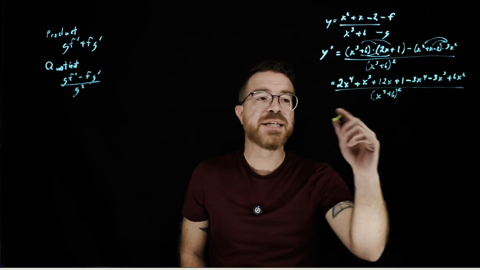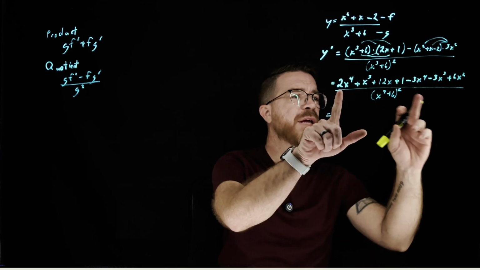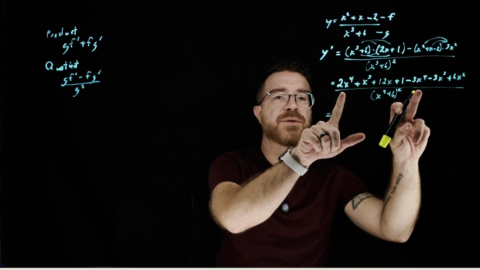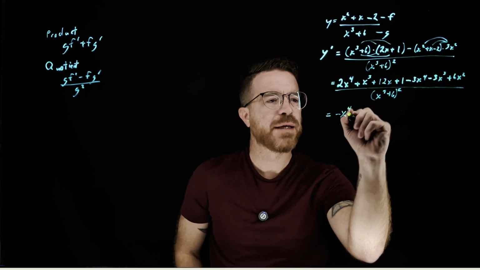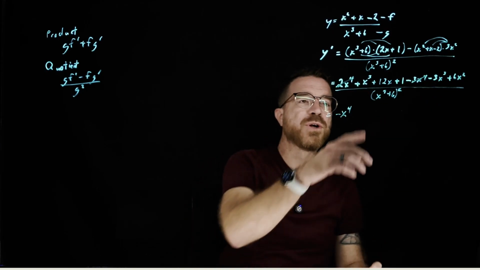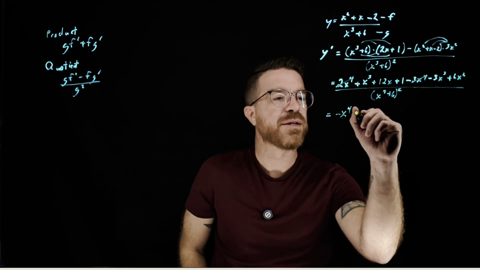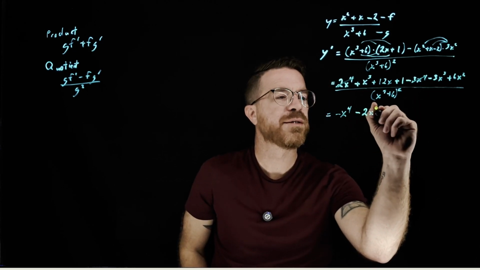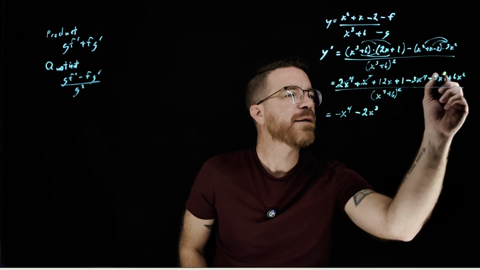Okay, so let's see if there's any cancellation. The first thing is that I've got 2x to the 4th and I've got minus 3x to the 4th. So this is going to give me minus x to the fourth power. So I've used this one, and I've used this one. Now let's look at our cube terms. We have x cubed, we have minus 3x cubed. This is going to give us minus 2x cubed. And again, we've used this one and this one.